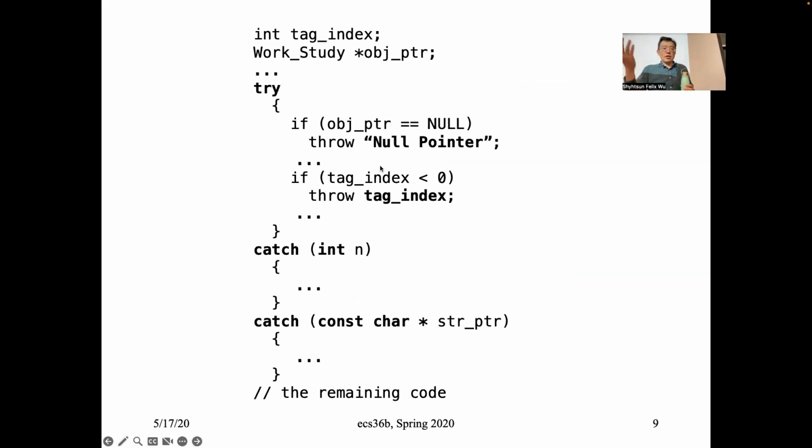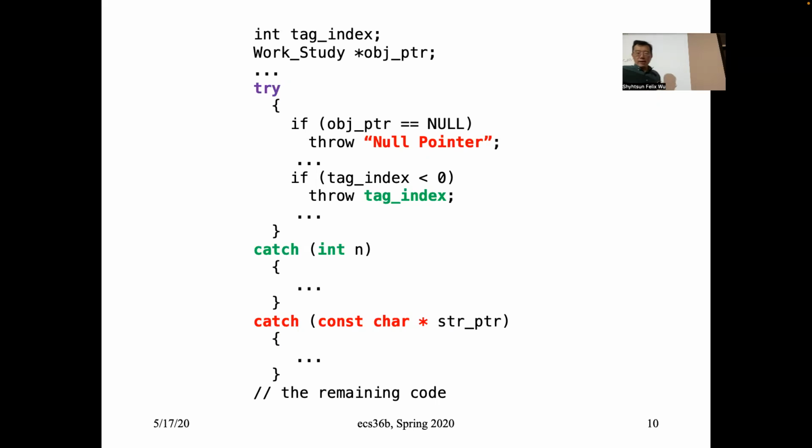So let me take a look at another example. In this example, you can see that I have 2 throw statements and 2 catch clauses. The first throw statement throws a string. The second throw statement throws an integer. The first catch clause is expecting an integer. The second one is expecting a string.